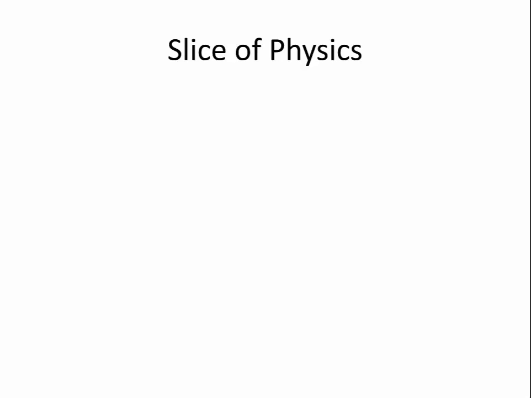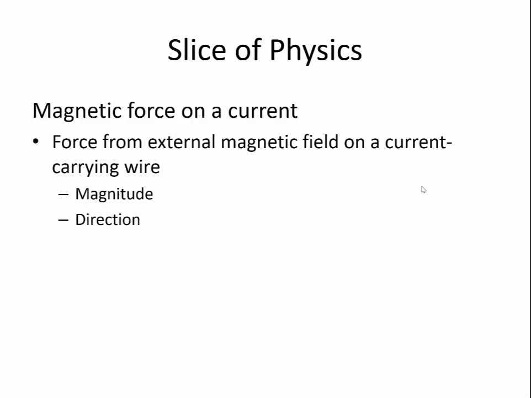We have been talking a lot about magnetic force from an external magnetic field on a moving charge, and now we're going to tackle a magnetic force on a current. Since a current is nothing but a lot of charges moving in the same direction, it follows from the force on a moving charge that there probably should be a force on a current as well. And that's what we're going to look at. We're going to understand its magnitude and its direction.